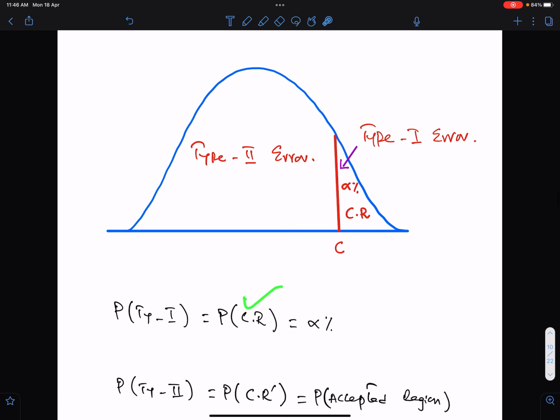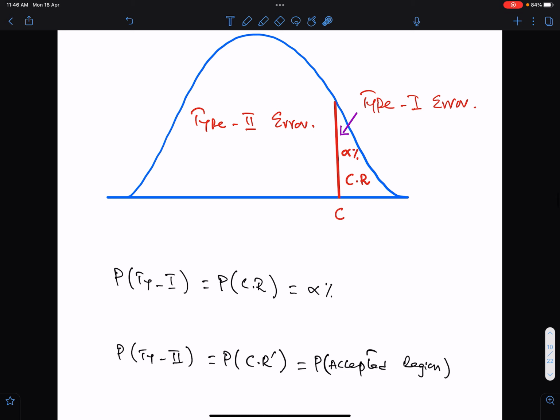Critical region: the type 1 error probability is alpha %, and the probability of type 2 error is the probability of the complement of the critical region, meaning the accepted region.